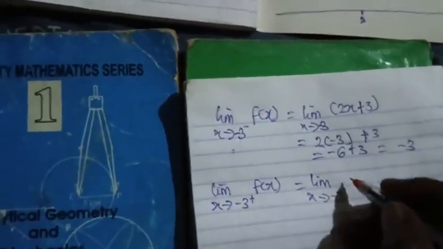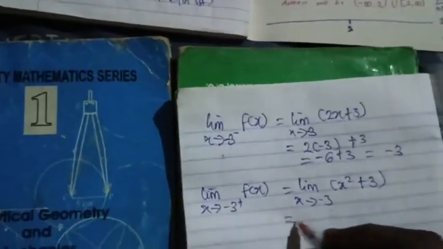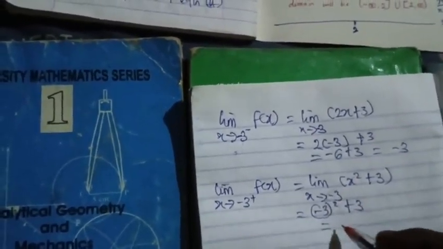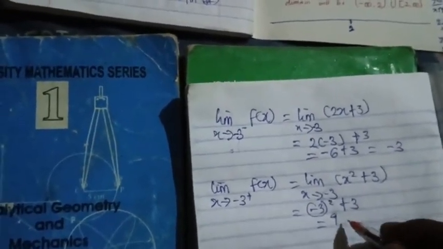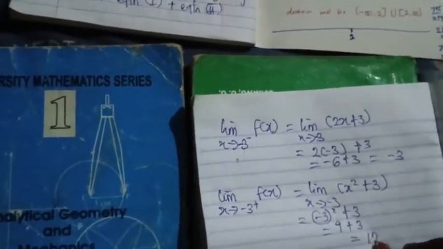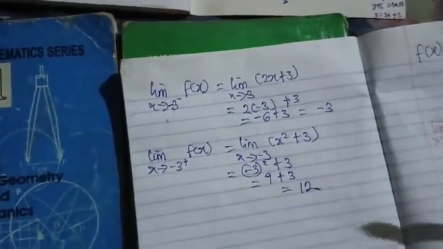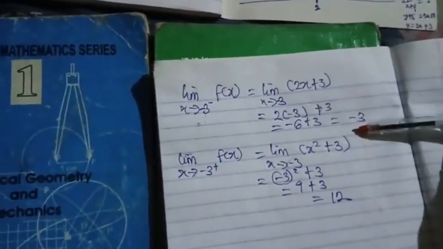Are you getting what I'm saying? So I will say that will be equal to the limit as x goes to minus 3 of what? The definition, x squared plus 3. Now x squared plus 3, you can put minus 3 into this. Minus 3 squared plus 3. Minus 3 squared is minus 3 times minus 3, that's 9. Plus 3 equals 12. Now the limit from the left is minus 3. The limit from the right is 12. Are they equal? No. So the limit of this function does not exist.